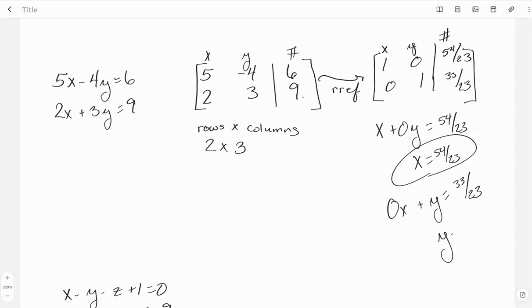Which is the same thing as saying y equals 33 over 23. So what's nice about using the technology here is that we can go from just our coefficients and numbers for our system to the solution of the system. Now we would get the same solution if we did substitution or elimination on this. But augmented matrix, solution matrix, answers.